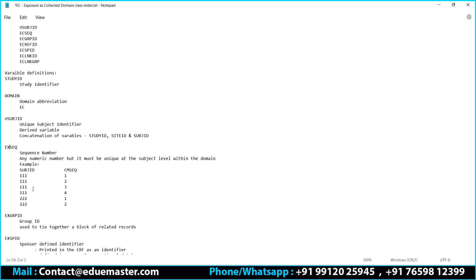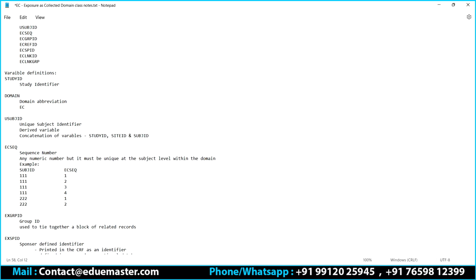Now I'm going to have the sequence number. The sequence number is at a patient level. I can say that in the whole domain, it should be a unique value under each subject. So how are we going to create it? We are the ones who are going to define this particular one. Correct? I can simply say that it is going to be EC sequence.